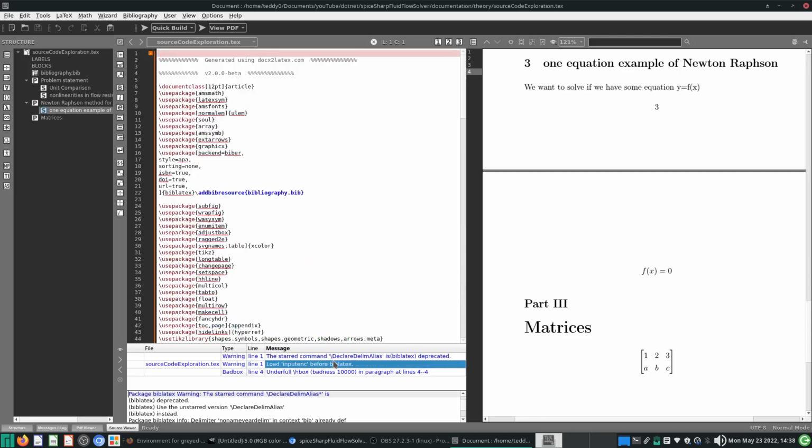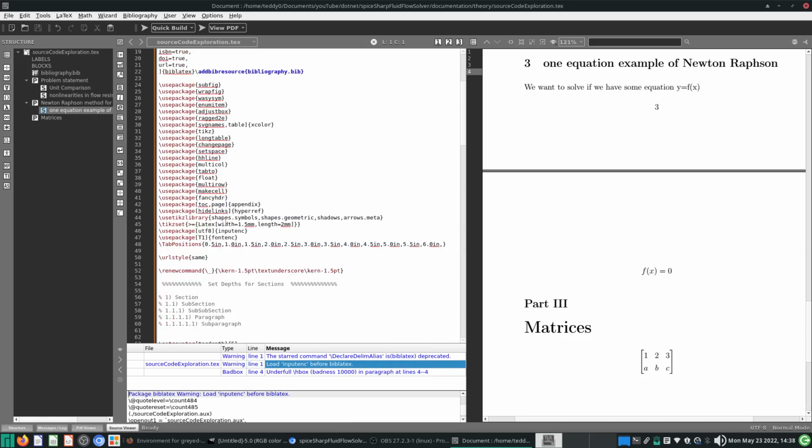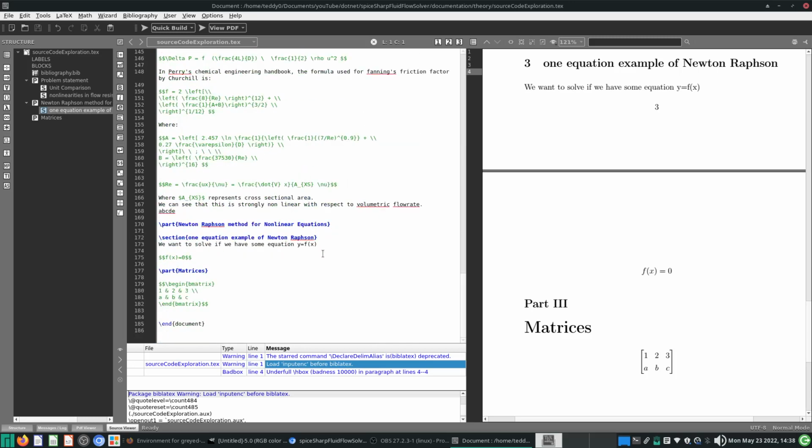Okay, let me get rid of some of these warnings first. Input encoding. Okay, now I'll do it later.